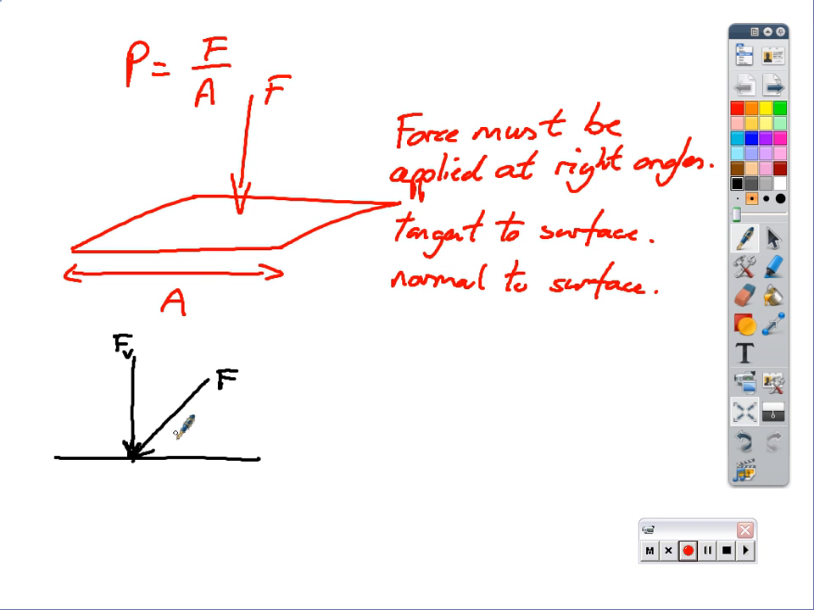So we work out our angles, we work out what that force is. If we draw a triangle for that, we'd have a right angle triangle. Say this angle here is angle X, that would be angle X, and this would be F, and we could work out that this would be F sine X. So that would be the component we were interested in. We're interested in the component that's at a tangent, or right angles, or normal to the surface. That must be the force that we use. We can't use any other force.